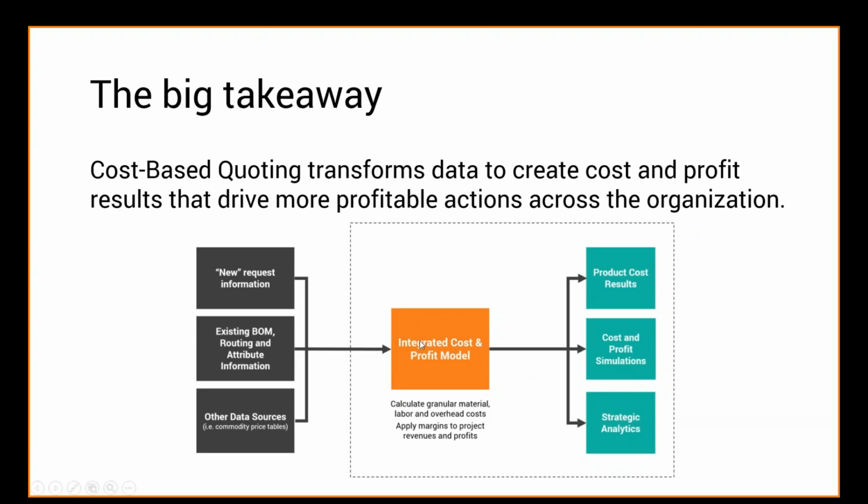This is the overall process. This is what Impact ECS delivers in terms of cost-based quoting applications. We take the requests, we take the existing BOM, routing, attribute data and cost data, take other source data such as raw material prices, integrate it all into one platform and produce results of product costs, cost and profits, and strategic insights looking forward.